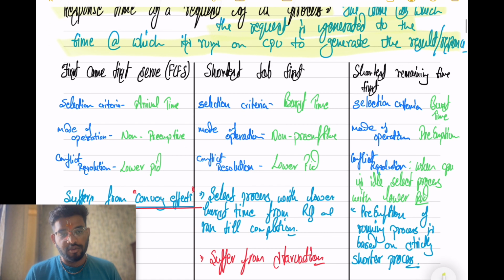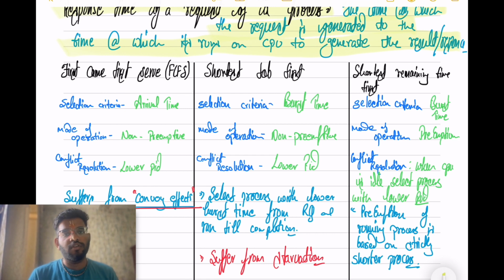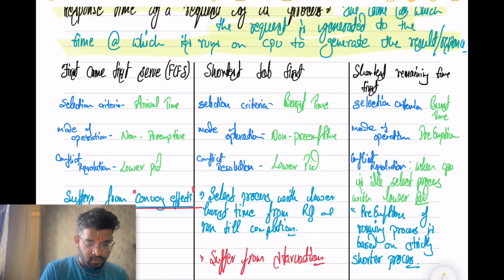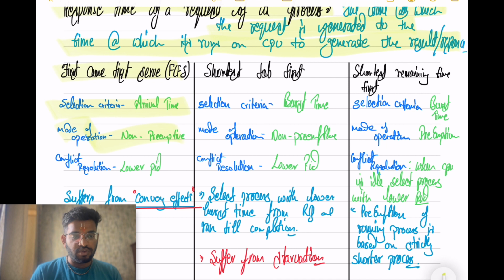There are multiple CPU scheduling algorithms, mainly first come first serve, shortest job first, shortest remaining time first, round robin, priority scheduling, and many more. First, first come first serve. The selection criteria is arrival time, which means the processes which arrive first will execute first. The mode of operation is non-preemptive, which means if a process is running on the CPU, it will not get preempted until its execution is complete or it goes for IO operations.